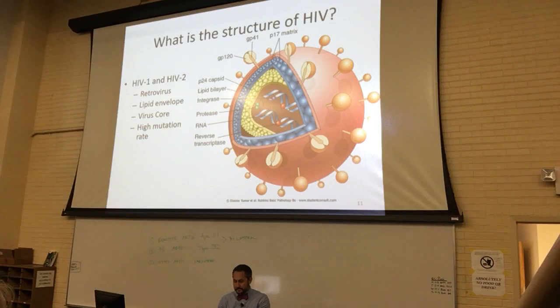It has an extremely high mutation rate, a virus core, and it's a retrovirus in nature, meaning it utilizes two copies of RNA to replicate itself. So I am not an HIV expert, so if you have a lot of questions on HIV, I've literally just read to you all the information I know. I'd have to go look it up, but I can't, okay?